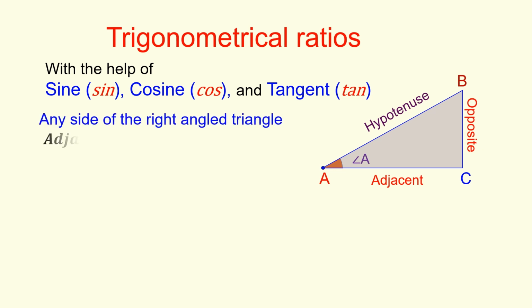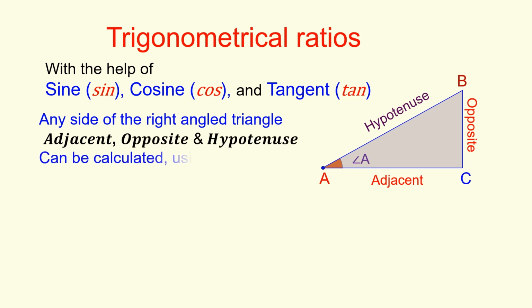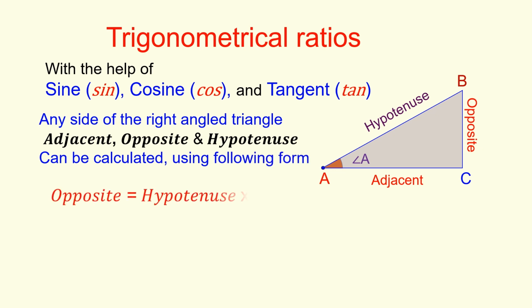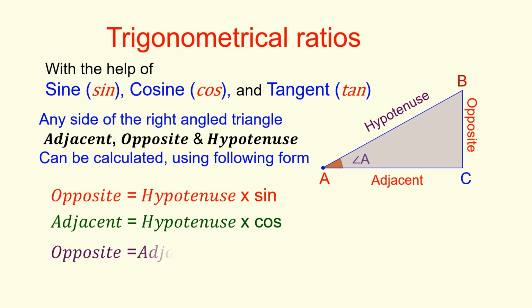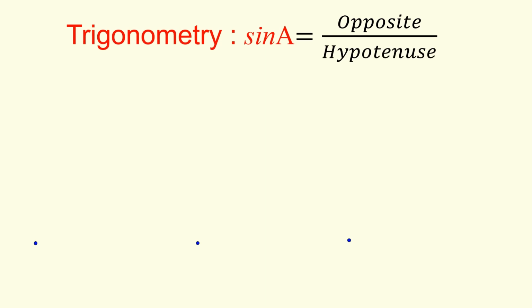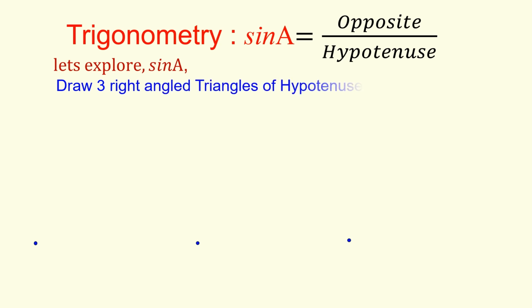Any side of the right-angled triangle can be calculated using the following formulas. Let's explore sine A further. Draw three right-angled triangles with hypotenuse of the same length.